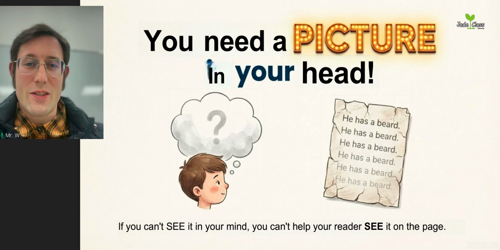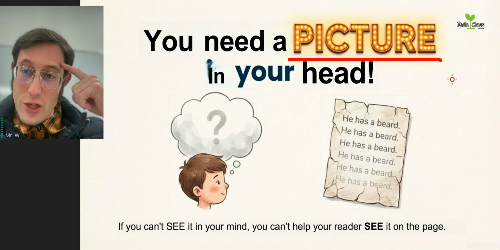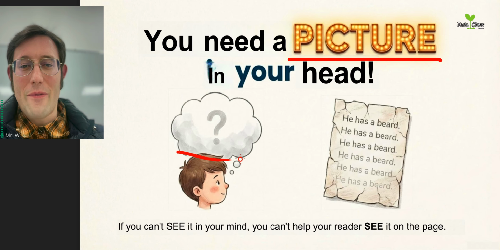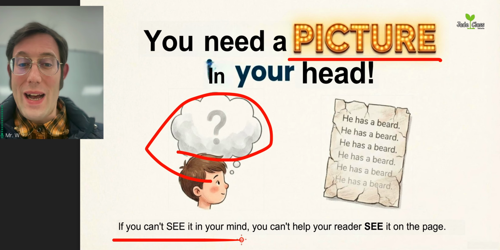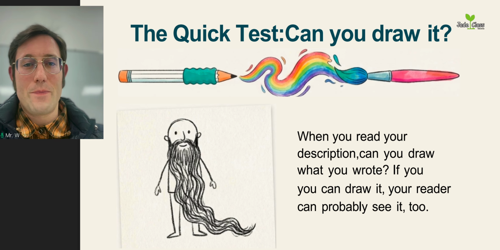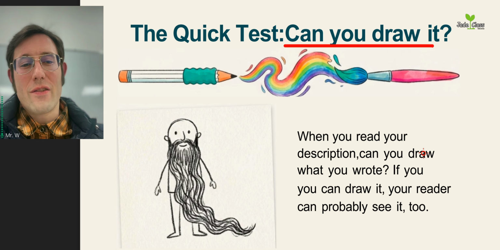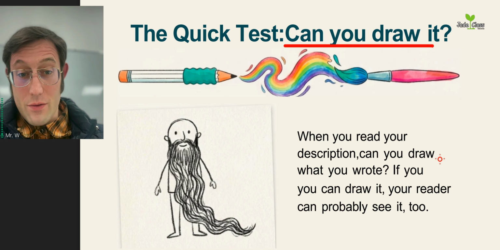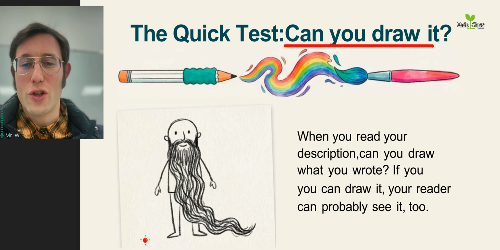How to write better descriptions. So what you need is a picture. You need a picture up in your head before you start writing, because if you can see it in your mind, then your reader will see it on the page. So the quick test here is, can you draw it? When you read your description, can you draw what you wrote? If you can draw it, the reader can probably see it too. That's what you should remember.